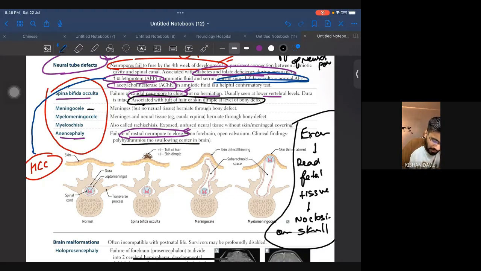Coming to meningocele, meninges but no neural tissue. Meninges but no neural tissue.